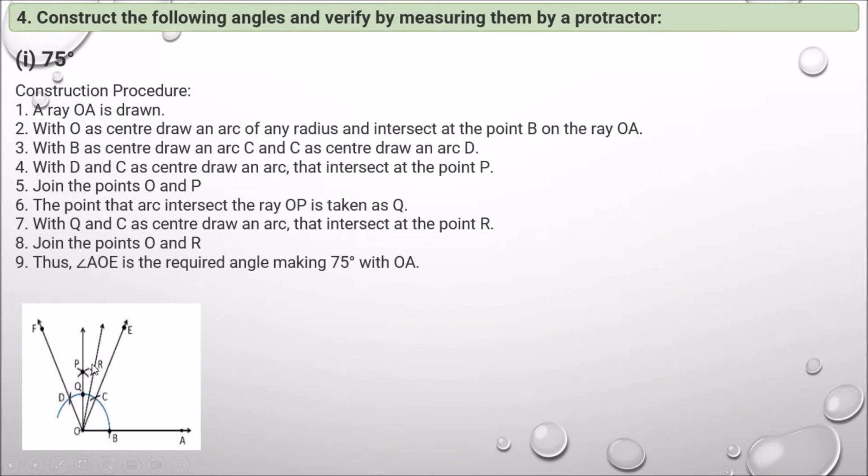Now join OP. The point where the arc intersects the ray OP is taken as Q. With Q and C as the center, draw arcs that intersect at the point R. Now join point OR. Thus angle AOR is the required angle making 75 degree with OA.